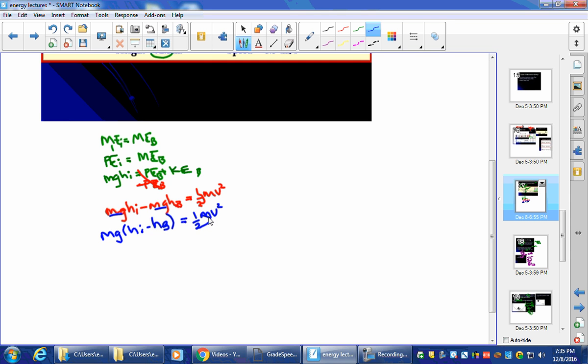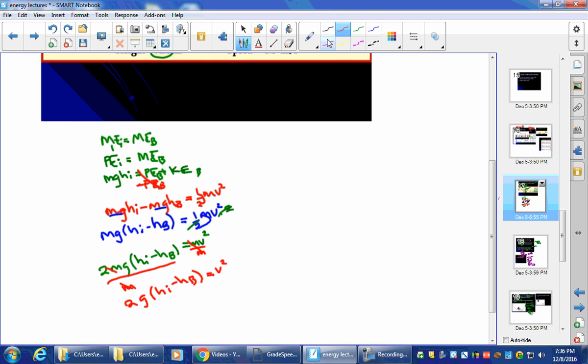Now, how do I get rid of this stuff over here? Would I get rid of the 1/2? We already know this. This should be familiar territory. Times 2: mg(h initial minus h at b). These are heights, right? The difference of the height is equal to mv squared. How do I get rid of the m? Divide by m. Now look what's going to happen here. M cancels out, right? Now we have 2g(height initial minus height b) equals v squared.